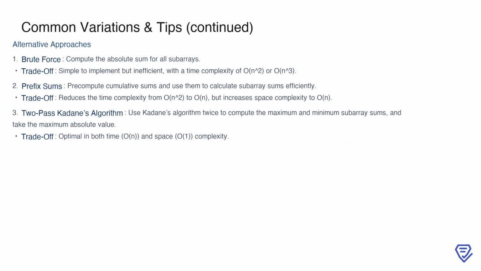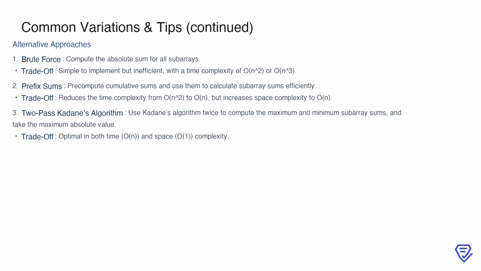Now, let's briefly discuss some alternative approaches. The brute force method involves computing the absolute sum for all possible subarrays. While simple to implement, this approach is highly inefficient, with a time complexity of O(n squared), or even O(n cubed). Another option is to use prefix sums. By pre-computing cumulative sums, you can calculate subarray sums more efficiently than brute force. However, this approach increases space complexity to O(n), which may not be ideal.